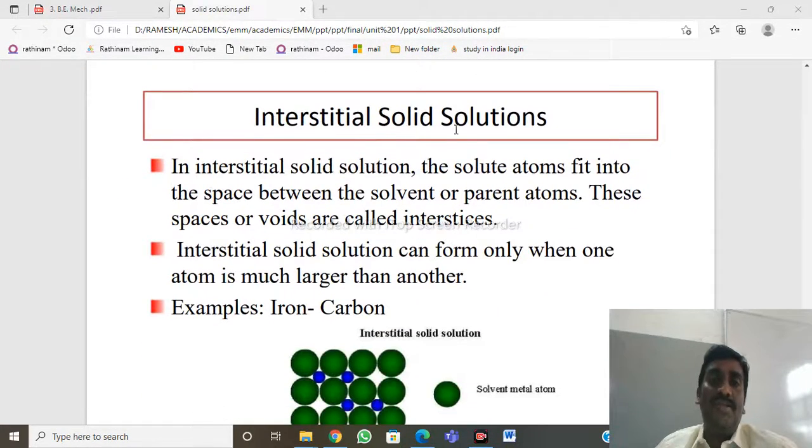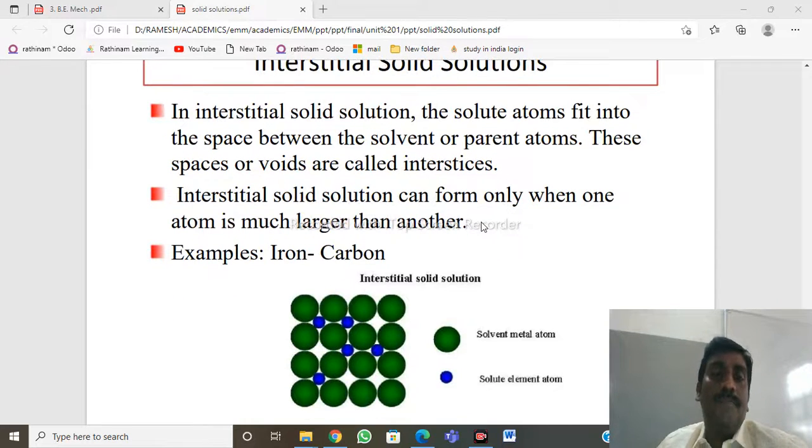Then what about the interstitial solid solution? Interstitial solid solution is nothing but where the element cannot be replaced. That means the elements contain some gap. So the parent elements have some gap between the atoms. In that gap itself, the solute element can be present. The solute element's atom can be present in the gap of the parent atoms. So this is nothing but an interstitial solid solution.